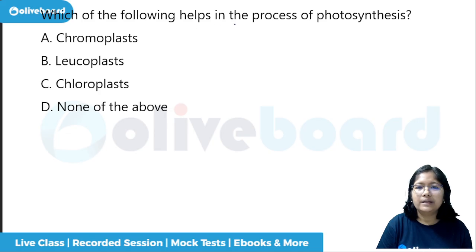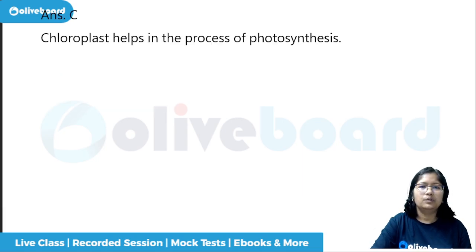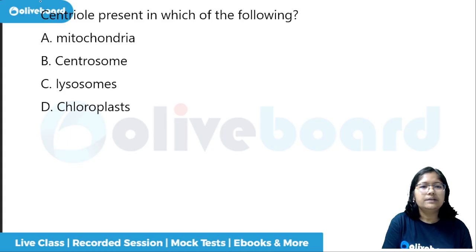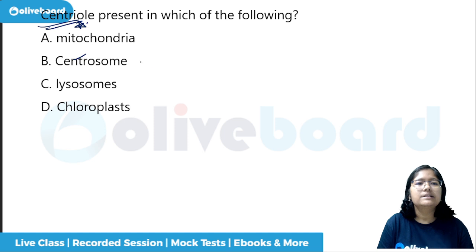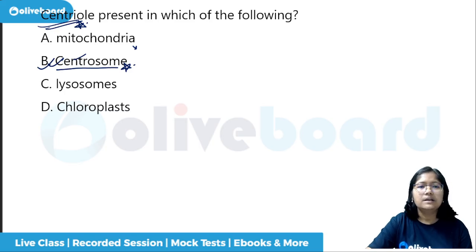Which of the following helps in the process of photosynthesis? So in the process of photosynthesis, what do we need? We need chloroplast, and the chloroplast will hold the pigment. The pigment is chlorophyll, and then they will do the photosynthesis. Chloroplast. Centriole is present in which of the following? First of all, centriole is present in case of what? Centriole, mitochondria, centrosome. So centrioles are present in centrosome. Okay, so B is the correct answer. Centrioles are present in centrosomes.